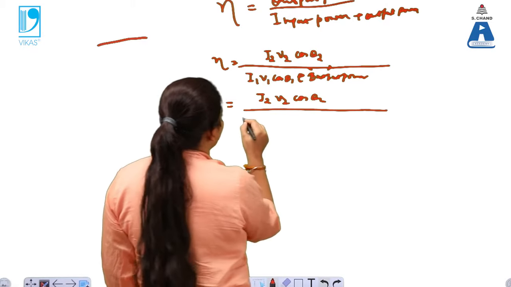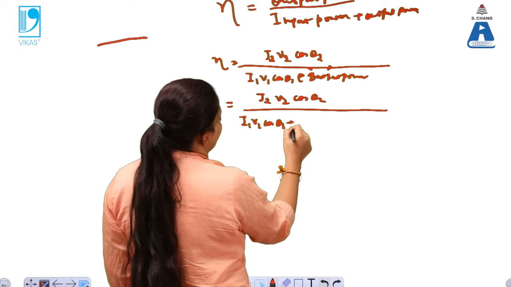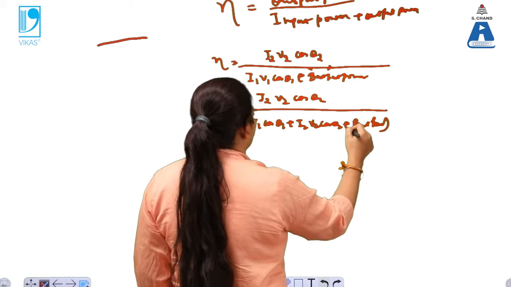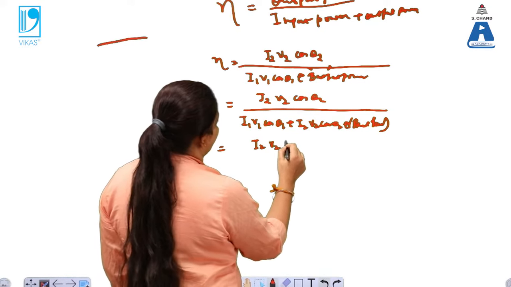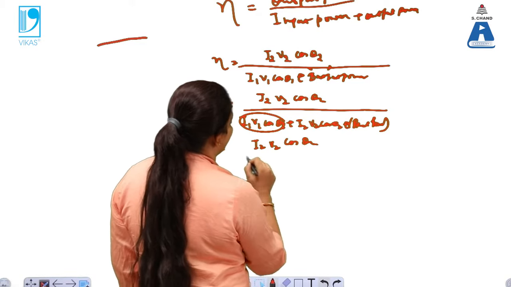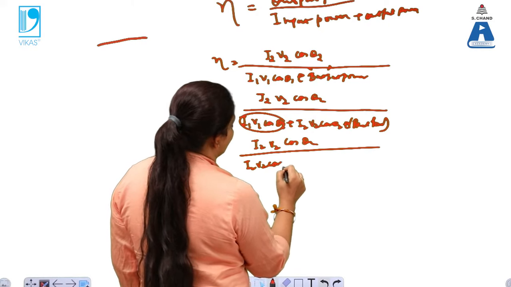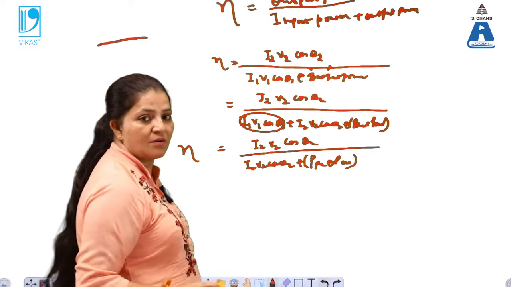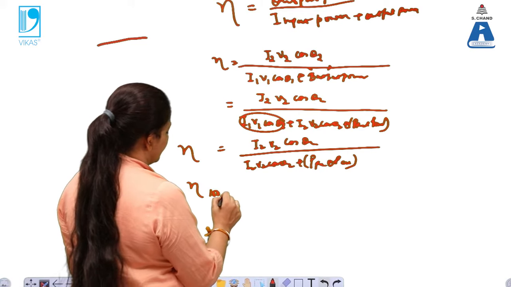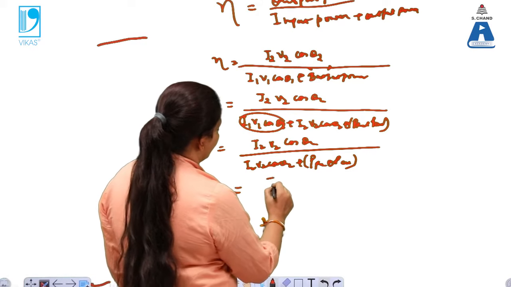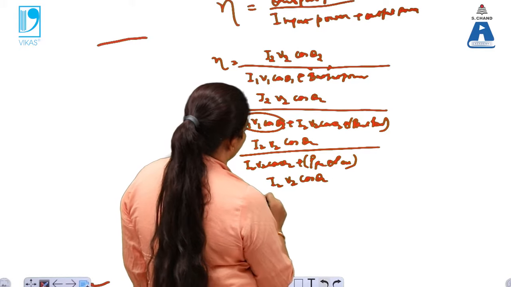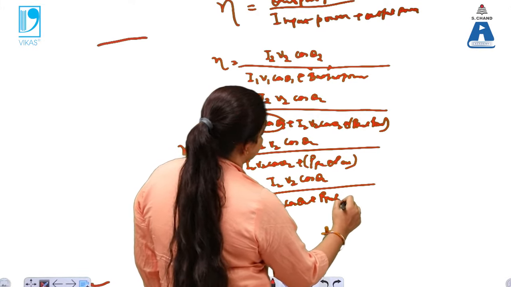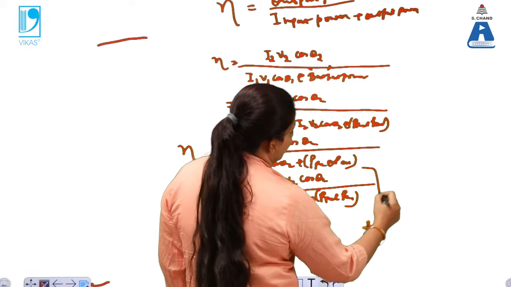Now input power is I1 V1 cos theta 1, which is I2 V2 cos theta 2 plus iron loss plus copper loss. So efficiency equals I2 V2 cos theta 2 divided by I2 V2 cos theta 2 plus P of iron plus P of copper. So this is our efficiency. Now percentage of efficiency can be calculated by I2 V2 cos theta 2 divided by I2 V2 cos theta 2 plus iron loss plus copper loss, into 100%.